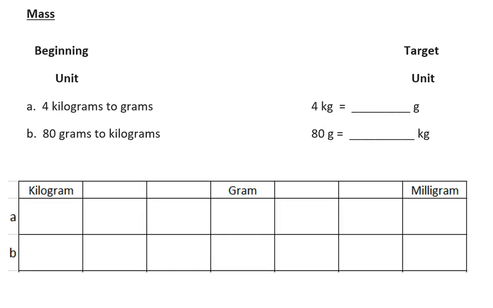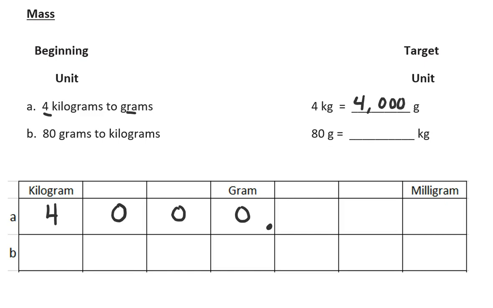And we'll follow the same process for converting mass measurement. The first problem is asking us to convert 4 kilograms to grams. So I'll write my 4 in the kilogram section. I'll put my decimal point in the grams since I know that that's my target. Fill in the rest with zeros. So 4 kilograms is the same thing as 4,000 grams.